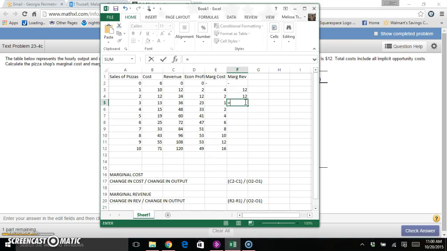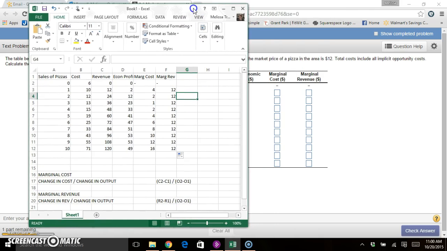And marginal revenue, similarly, is going to be the revenue for making 3 minus the revenue for making 2, divided by the number that I make, which is 3, minus the number I was making, which was 2. And I can tell Excel to fill this in all the way down too. All right, so now I have my numbers that I can plug in over here.